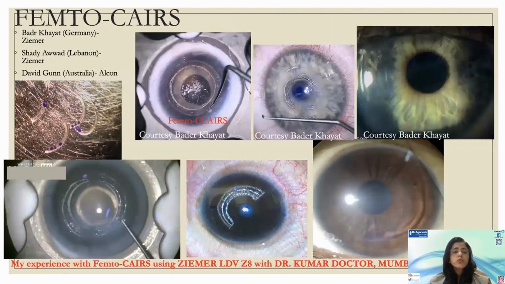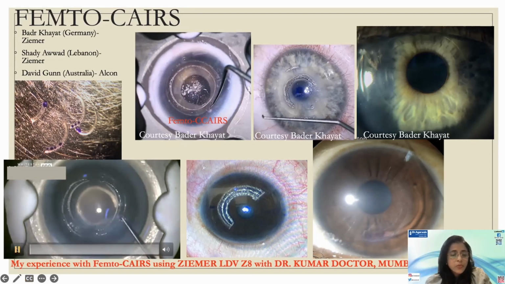We've also started doing femtocares, and I'm collaborating with Ziemer for this. Here you can see Badak Hayat from Germany has created a circular CARES, which is very much like a Mayo ring, which he puts into a pocket that's created in the patient's eye. And that's the patient post-operatively. These pictures are courtesy Badar.